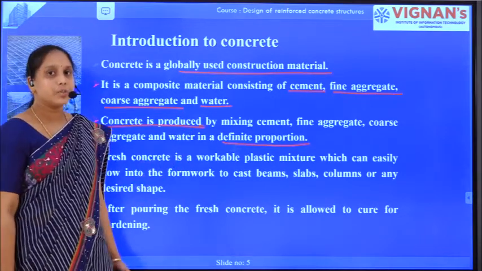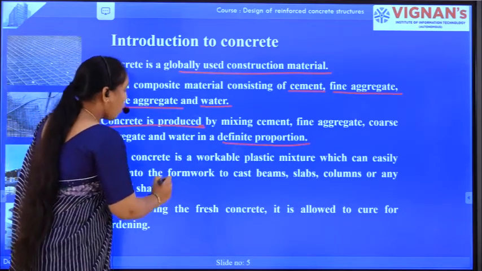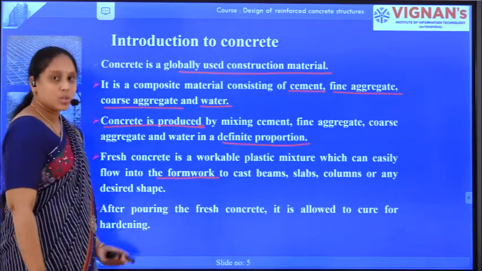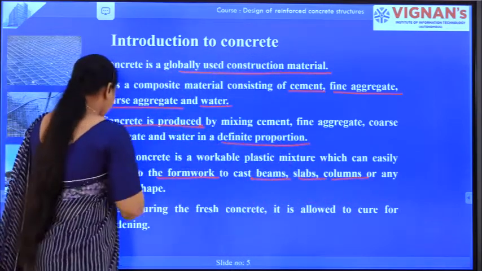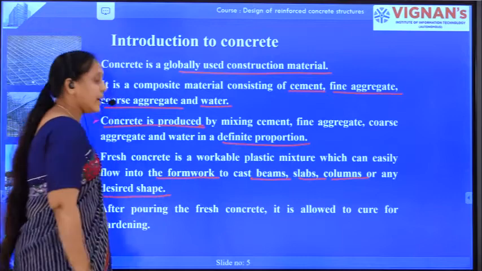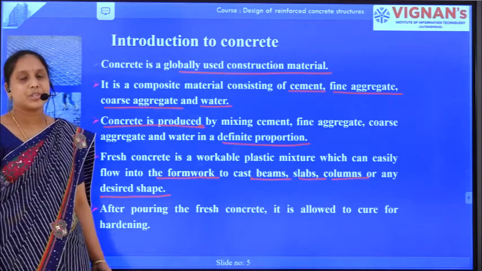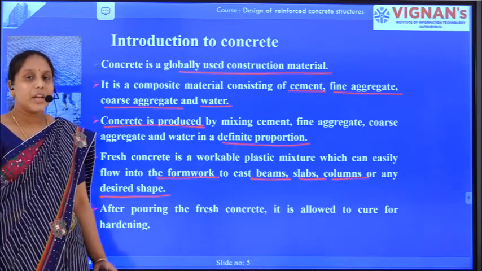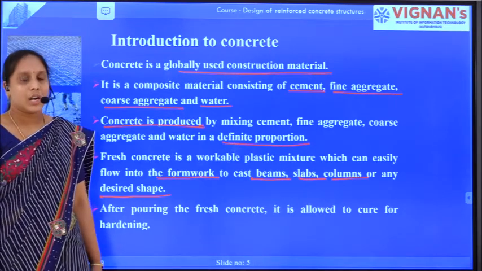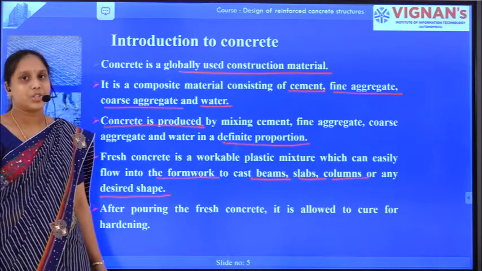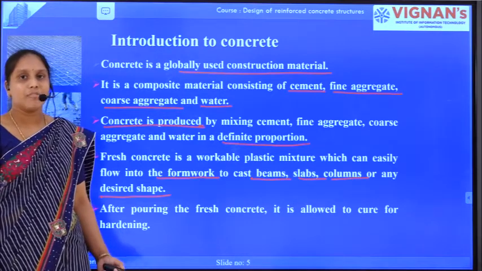After the concrete is produced, what do we do? The concrete is poured into the formwork so that we can cast beams, slabs, columns or any other desired shape. After the concrete is mixed, it will be in a fresh stage, that is, you can mold the concrete into any shape which is required, and the concrete will be flowable in nature. So the fresh concrete can be poured into molds of the desired shape.